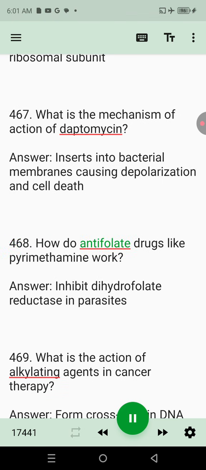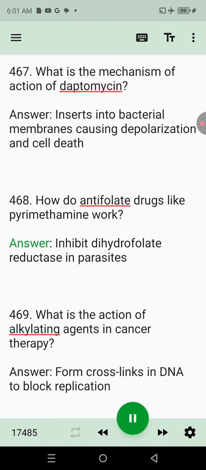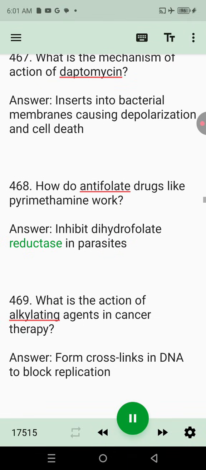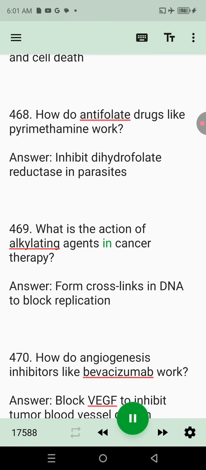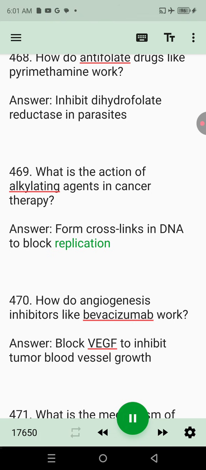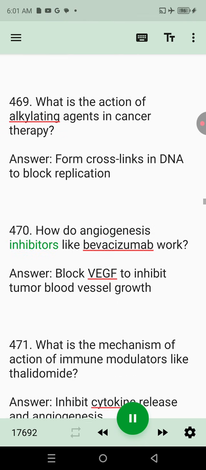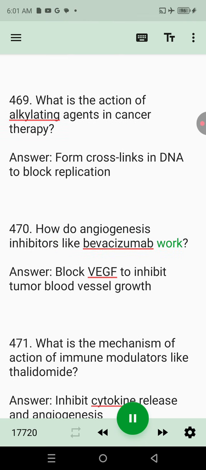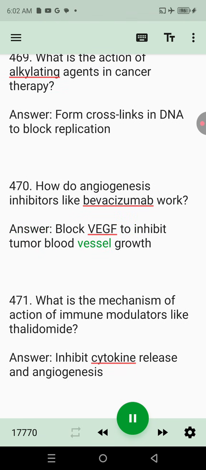468. How do antifolate drugs like pyrimethamine work? Answer. Inhibit dihydrofolate reductase in parasites. 469. What is the action of alkylating agents in cancer therapy? Answer. Form cross-links in DNA to block replication. 470. How do angiogenesis inhibitors like bevacizumab work? Answer. Block VEGF to inhibit tumor blood vessel growth.